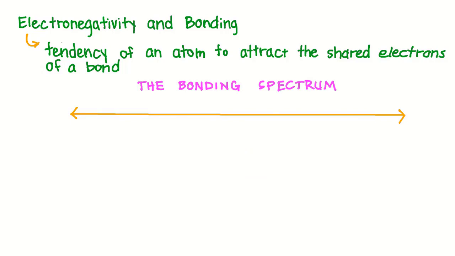In that case, the electrons would be pulled towards the orange atom. We can think about bonding like a spectrum. On one end of the spectrum, we would have the completely equal sharing of electrons between the atoms in the bond. For example, this is what we would see in a molecule of chlorine. Since both of these atoms are the same, there's no difference in electronegativity, so one atom isn't going to attract the electrons more than the other.